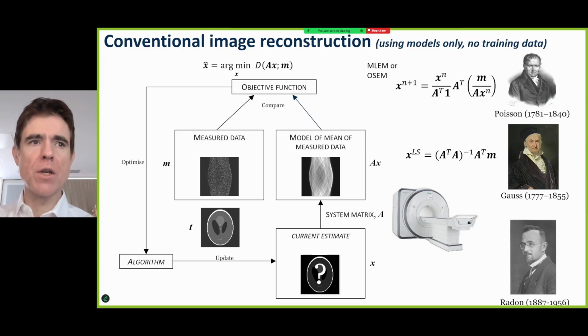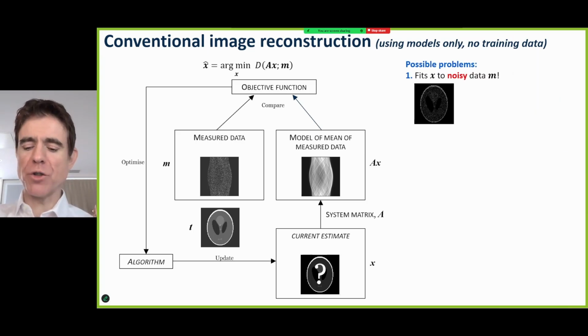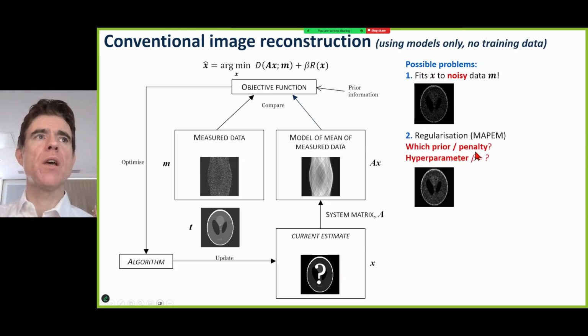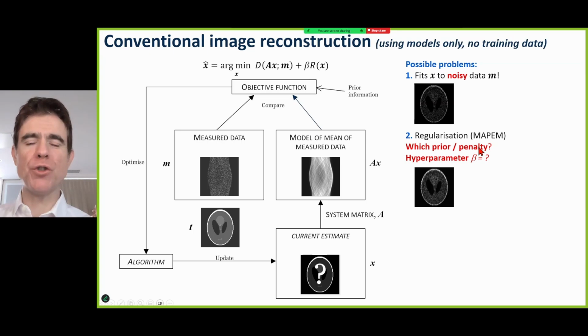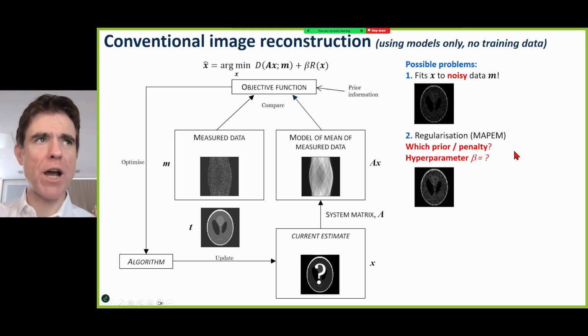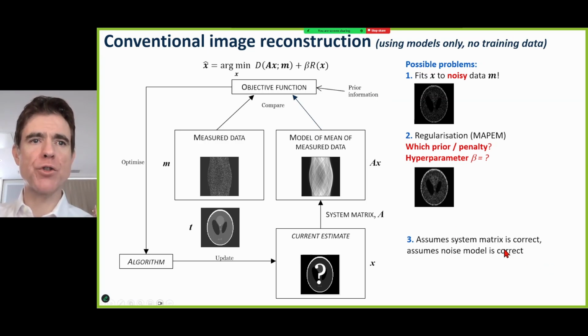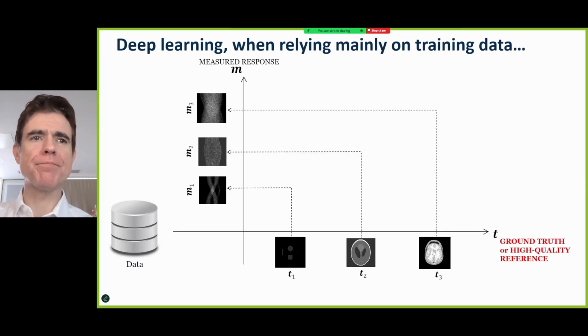So that's conventional. And as I'm just repeating a bit here, as pointed out, the problem is that X here is being fitted to noisy data. In which case we need to regularize this level of agreement by using some penalty function, some regularization. But as mentioned, we don't really know what that penalty should be, how strong the hyperparameter should be to control the level of regularization. And again, we're assuming that we know that system matrix, and we're assuming we know what's the best kind of noise distribution to model that measured data.